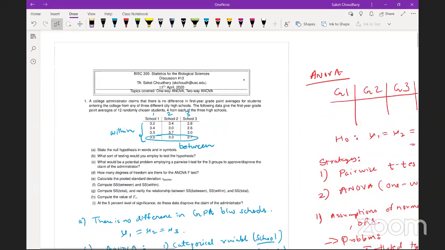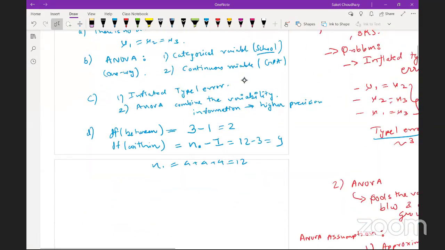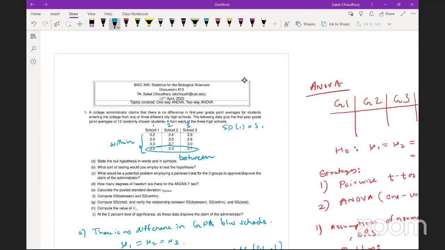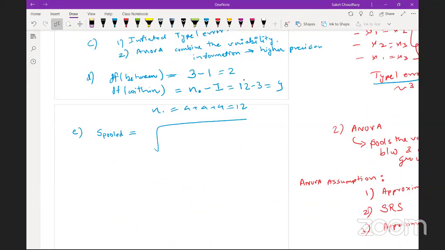So the next question asks us to calculate the pooled standard deviation. And that's again a simple number to calculate. The pooled standard deviation is given by a kind of big formula, but we'll see how we arrive at that particular formula. So imagine the standard deviation of group 1 is S1, of group 2 is S2, and of group 3 is S3. So you're given the standard deviation of these groups. How do we calculate the pooled version?